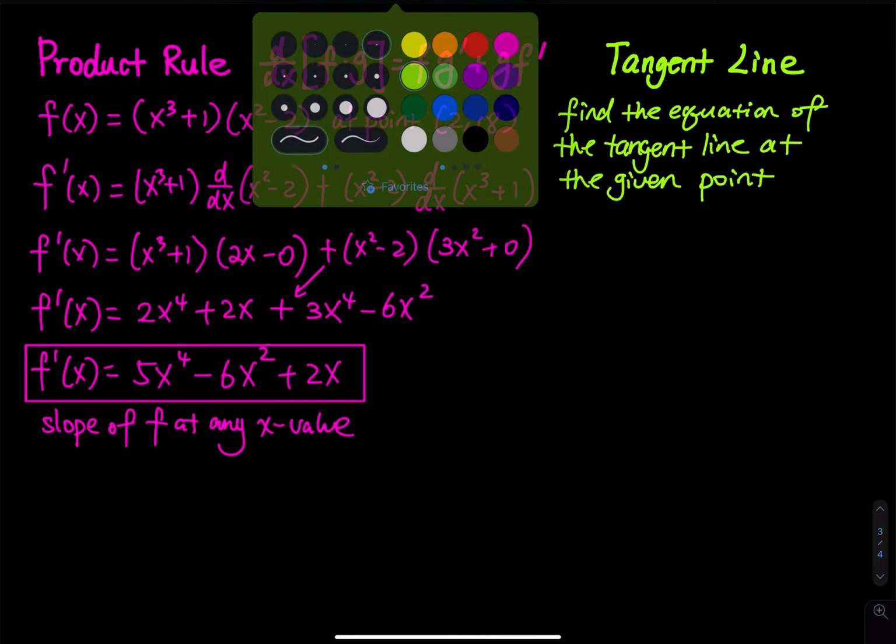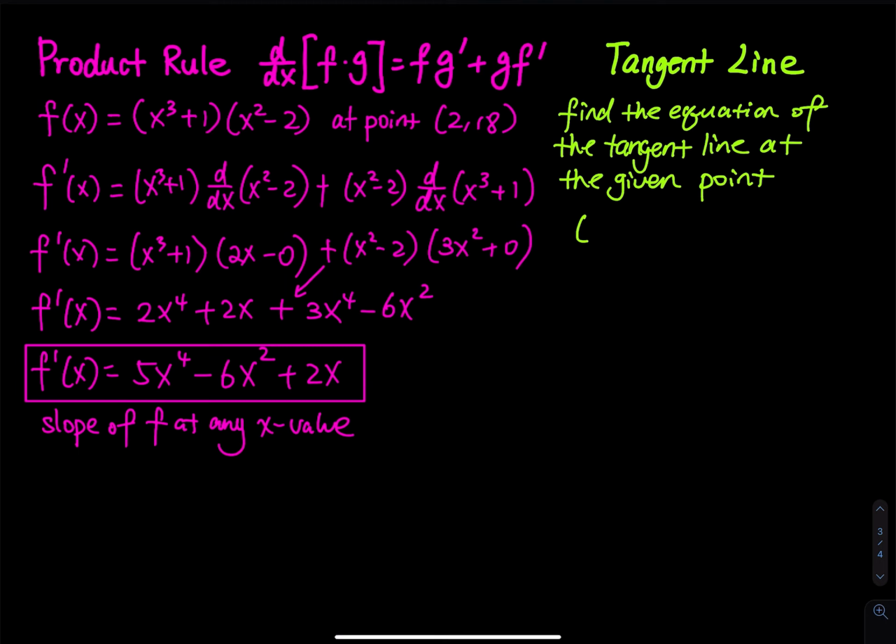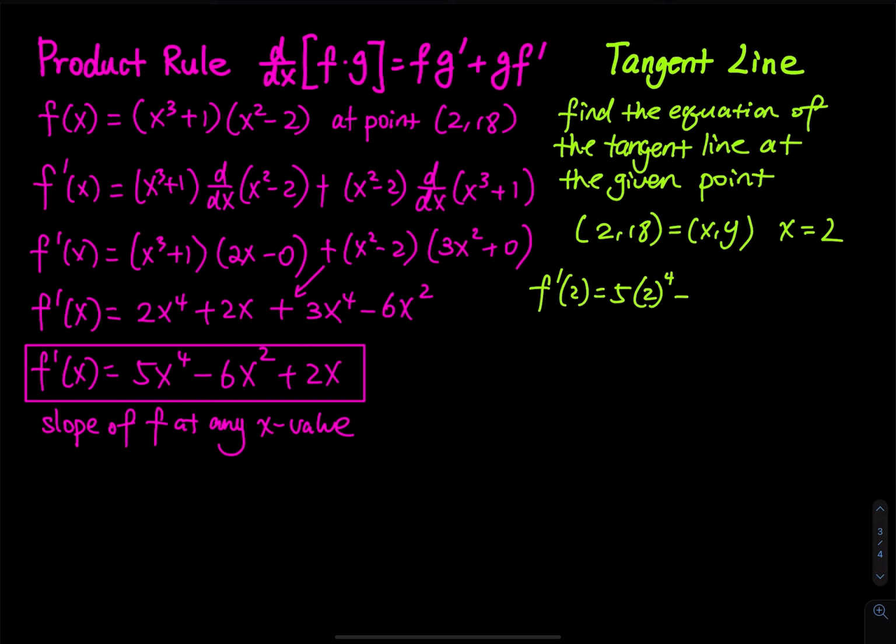So let's do the tangent line. 2 comma 18 is x comma y, so that means x equals 2. How do you find the slope? When you want to find the slope, you ask f prime. What if you plug in 2 to the function? Then you only get a point, you don't get any slope. For slope, you plug it into f prime. So f prime of 2 equals 5 times 2 to the fourth power, minus 6 times 2 squared, plus 2 times 2.